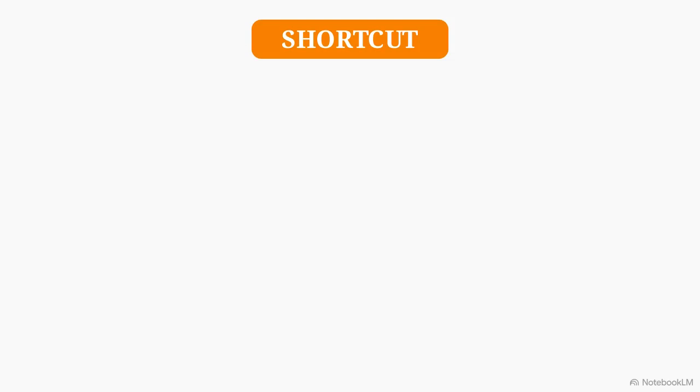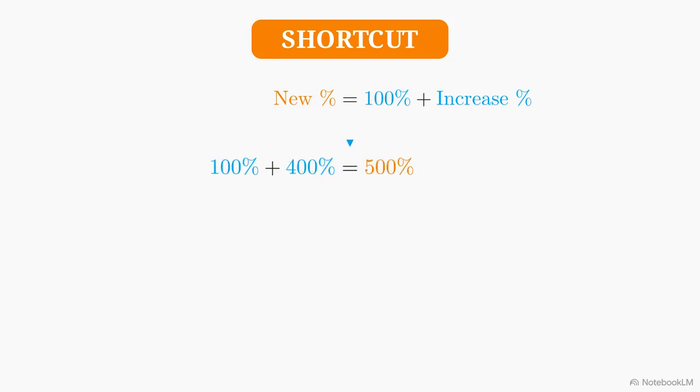To save time during the exam, use this shortcut. The new percentage always equals 100% plus the increase percentage. For our original question, 100 plus 400 gave us 500%, which made our equation 5x equals 60.